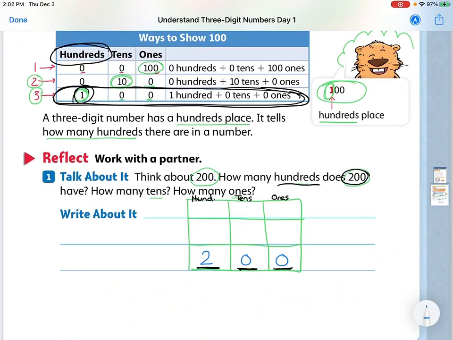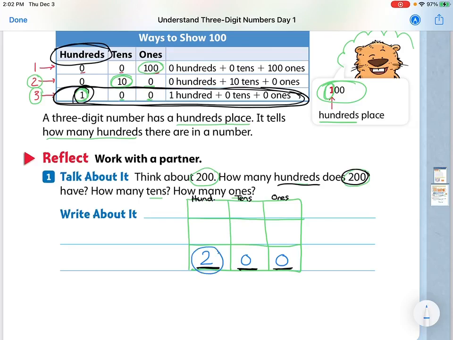Okay, I hope you have it filled out. So if this is what you had, you are correct. The number 200 shows 2 hundreds, okay? 2 hundreds, 0 tens, and 0 ones.